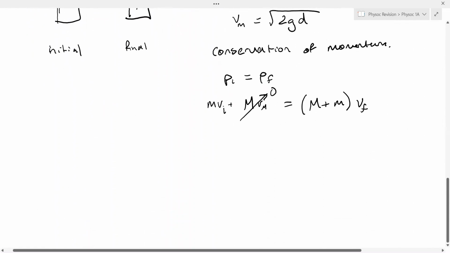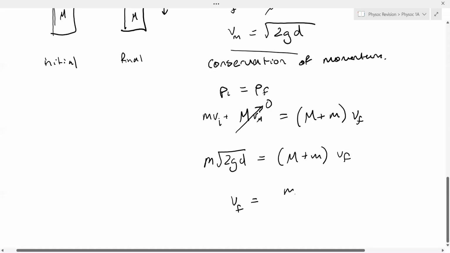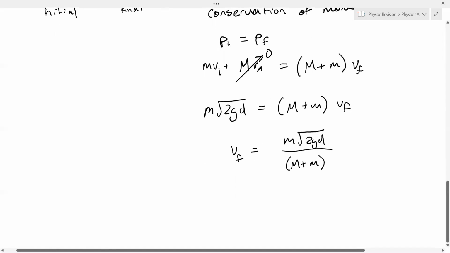So we'll keep going. We know our initial velocity from before was m. There we go. M, and we can substitute that into vi = root 2gd equal to these big masses here. And so from that, we can get our final velocity of the two objects together. All right, so now what do we do with this?